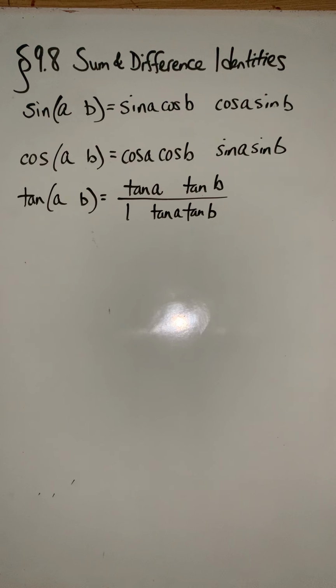Okay, everybody, hello. Today we are going to look at the last section of chapter 9.8. We're going to talk about sum and difference identities. It is also the last section of Algebra 2 for the year.